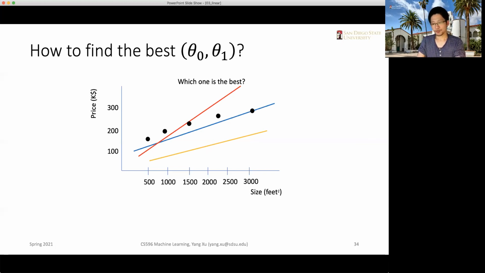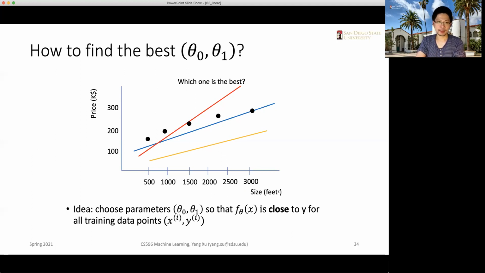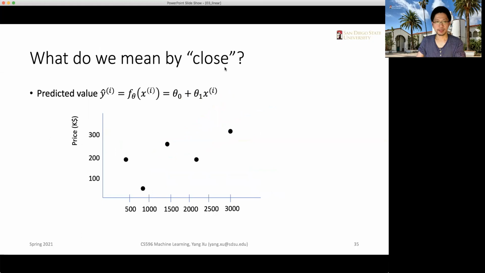So our question is: how do we find those theta 0 and theta 1 so that the model is close to y, close to the price, for all the training data points in our training sets? These i's include all the data examples. This is what we're going to solve by defining close first. We need to quantify our standard of being close.